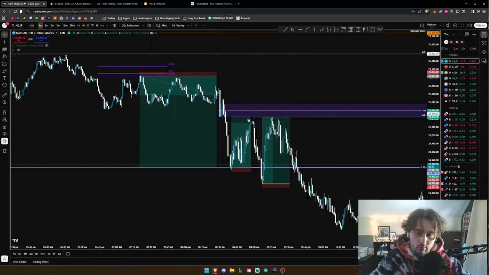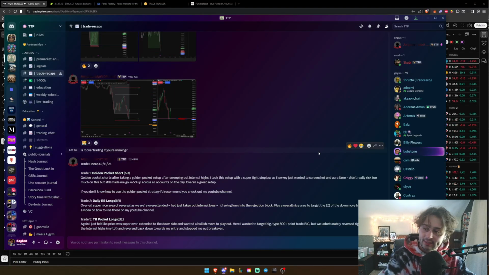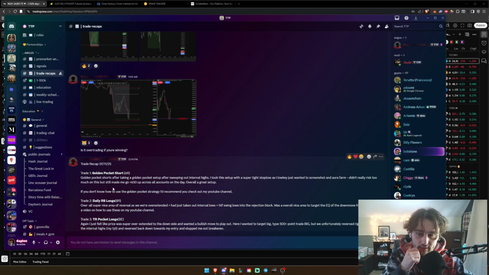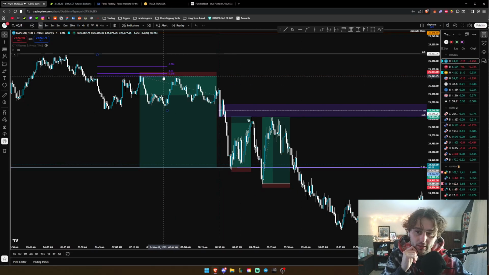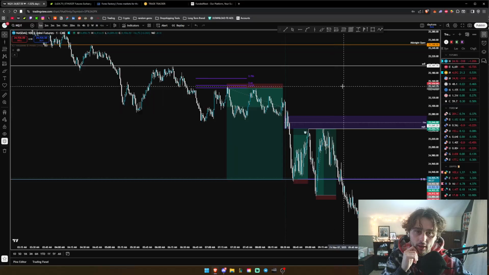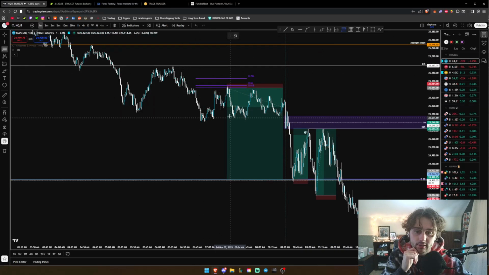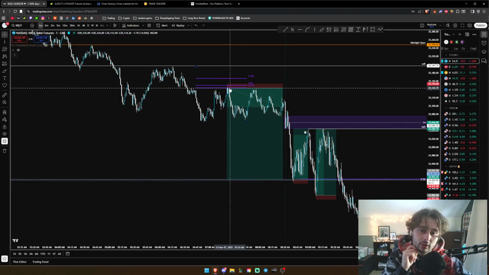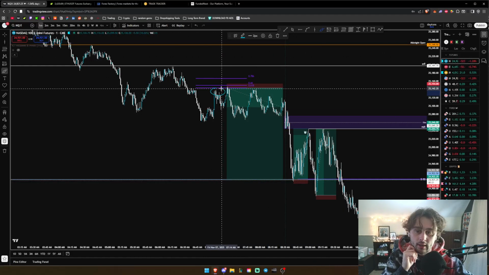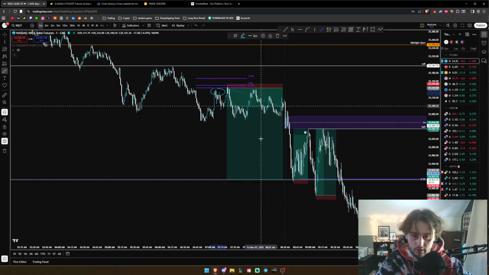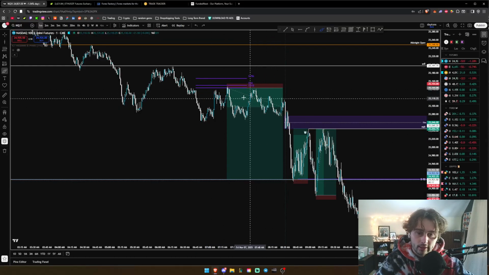Let me pull up what he said actually. Here you can see in the Discord what he was saying. Trade number 1, the golden pocket short. Golden pocket after sweeping out the internal highs, took the setup with a super tight stop loss. Just wanted a screenshot in Aura Farm. So that would be this first trade here. You can see it's just a golden pocket. He said you just want to take this kind of Aura Farming, so not a super clean setup, but we did sweep out this high here, with the bearish ideas overall. So that's why he took that first trade.